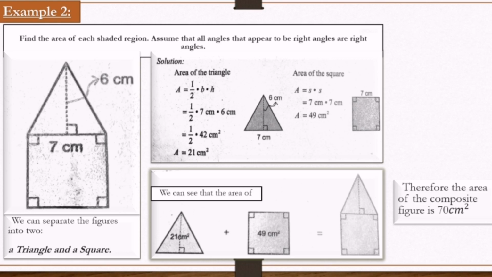Now, for the area of a square, the formula should be area equals S times S. So 7 centimeters times 7 centimeters, the area of a square is 49 centimeters squared. Therefore, the area of the composite figure for our example is 70 centimeters squared.